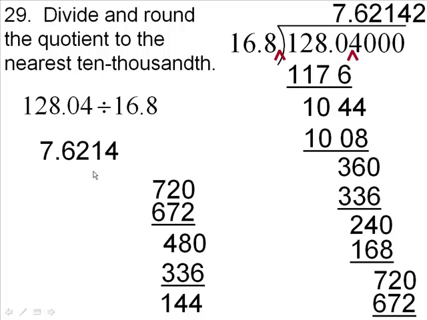My final answer is 7.6214 because this is the tenths. The 2 is in the hundredths. The 1 is in the thousandths. And the 4 is in the 10,000ths. And then we've rounded off to the nearest 10,000th. 7.6214.